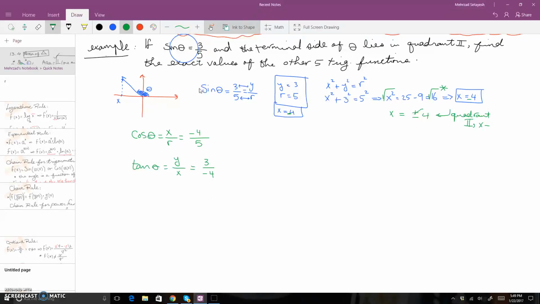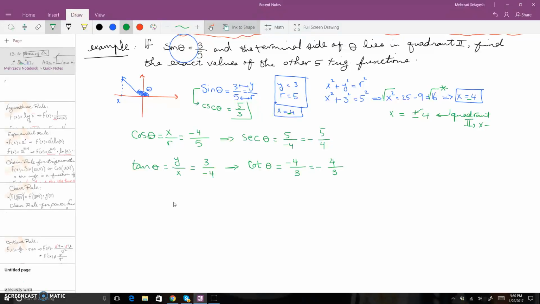Now we'll do the reciprocals. Here from sine of theta, I get its reciprocal, which is cosecant of theta, and that's 5/3. From cosine, I find its reciprocal, which is secant of theta, and that's 5 over negative 4, or just negative 5/4. And from tangent, I get its reciprocal, which is cotangent of theta, and negative 4 over 3. Or you can just put the negative at the beginning. So that's how everything works.